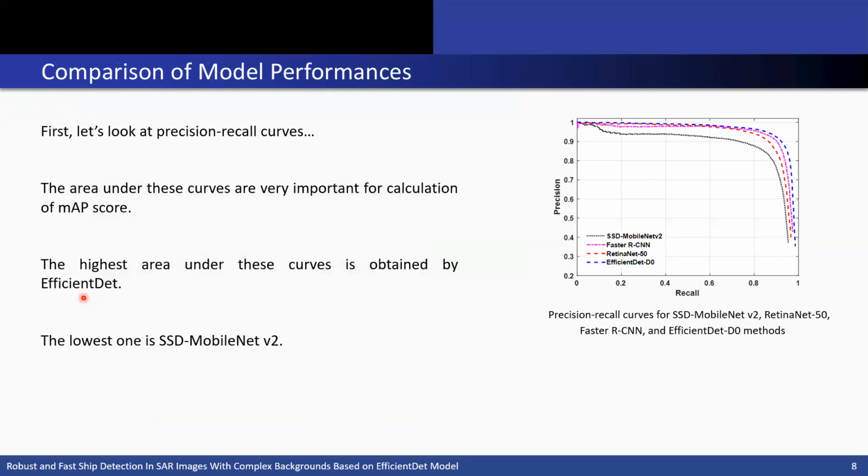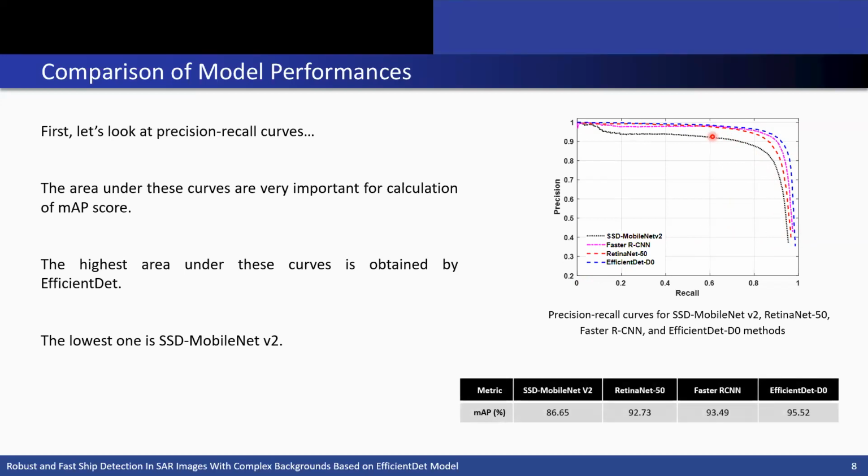Let's take a look at the precision recall curves. If you look at the area under these curves, the highest area is obtained by the EfficientDet model, which is colored blue, and the lowest one is obtained by SSD MobileNet, which is colored black. As you may know, the mAP metric is calculated from the area under the curves, and the mAP score shows the same information as previously mentioned.